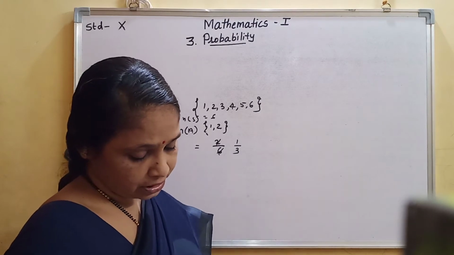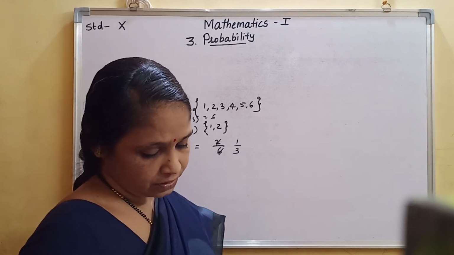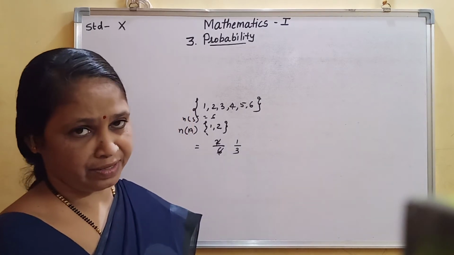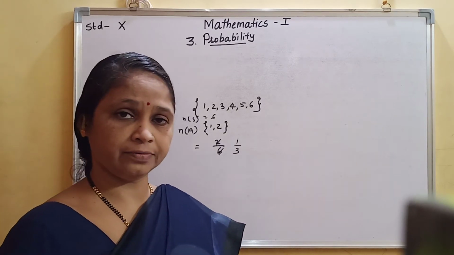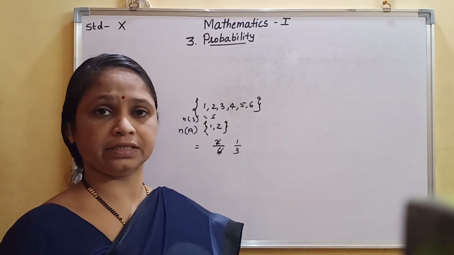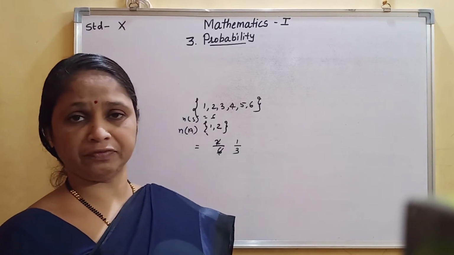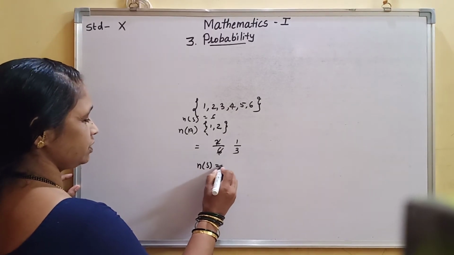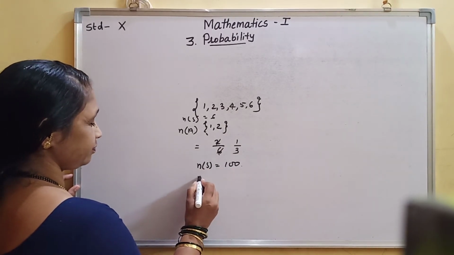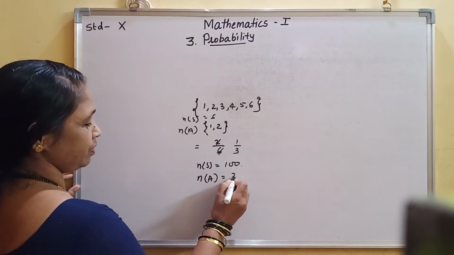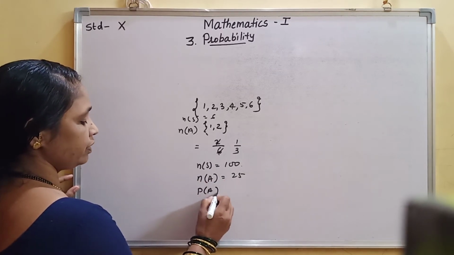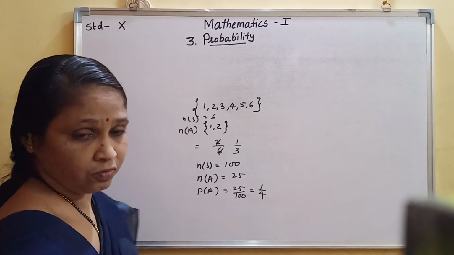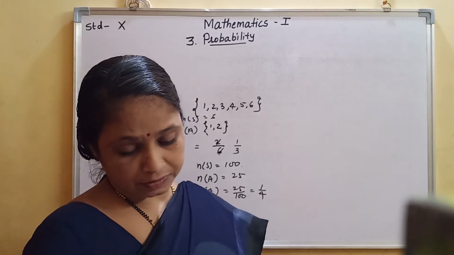Now the third question: what is the probability of the event that a number chosen from 1 to 100 is a prime number? We have studied the numbers 1 to 100. How many prime numbers are there from 1 to 100? We know that there are 25 prime numbers. The sample space is 100, so n(S) is equal to 100. The event is getting a prime number, which means 25. So the probability of the event will be 25 by 100, which is equal to 1 by 4. So 1 by 4 will be the answer.